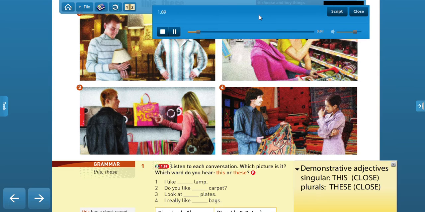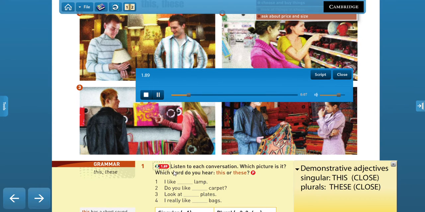1. Oh, I like this lamp. Yeah, it's nice. 2. Hey, do you like this carpet? I'm not sure. It's okay. I don't like the colour much. 3. Look at these plates. They're nice, aren't they? Oh, yes, they're lovely. How much are they? 4. Look, I really like these bags. Oh, yes. Nice colours.